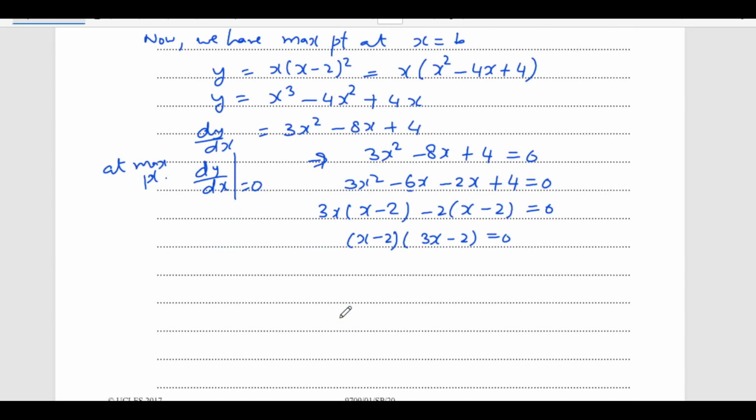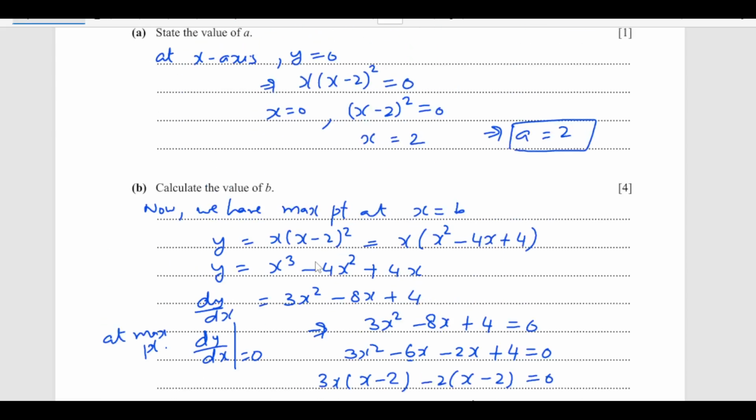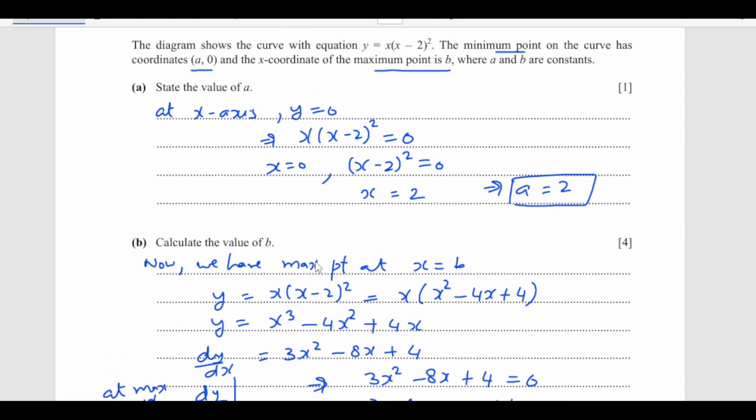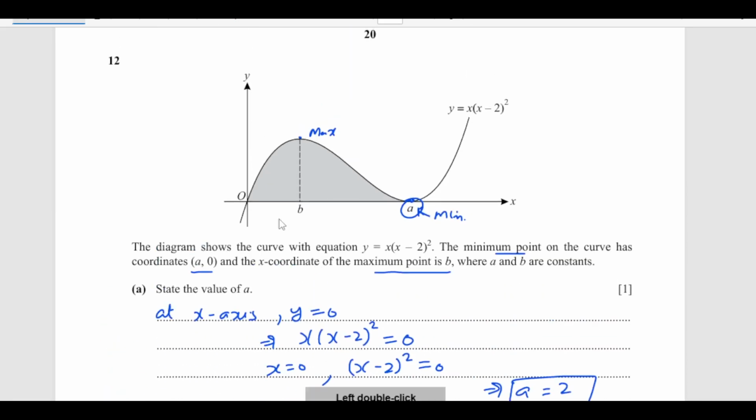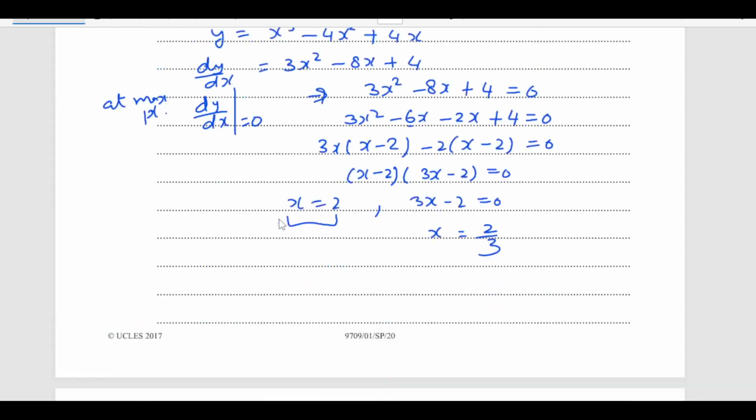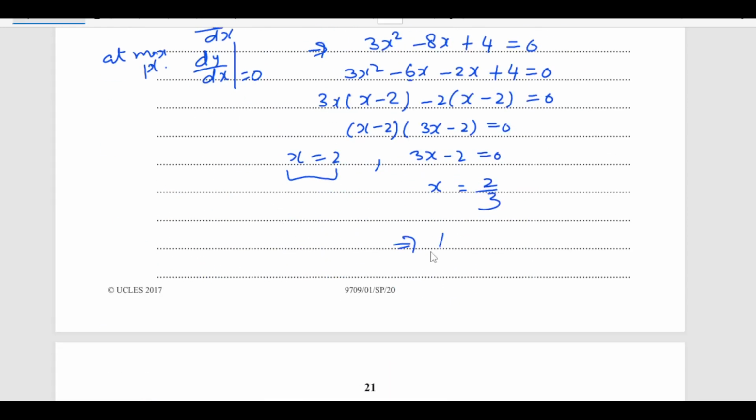Then x is equal to 2 and 3x minus 2 is 0, so x is equal to 2 over 3. So x equals 2, that we already have here, we have taken a as 2. So this is a as 2. The other point is going to be b, which is 2 over 3. So the value of b is 2 over 3, right.